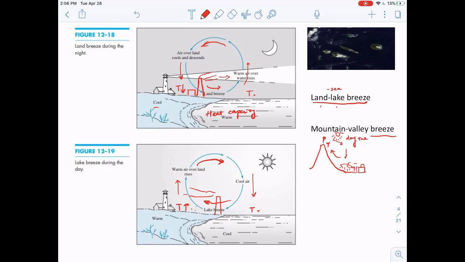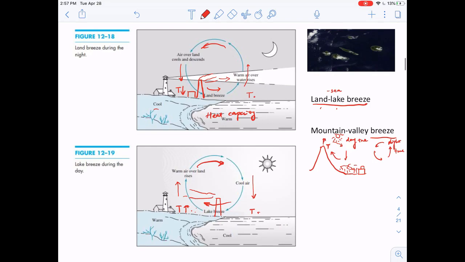While during the nighttime, basically the mountain top will be very cold, while the valley region will be warmer. So that is going to form a counterclockwise air motion, right? So this is during the nighttime. So you can see that these wind patterns happen on a regional scale.